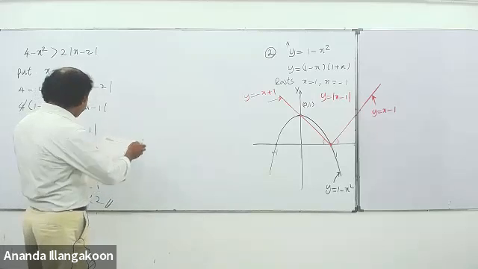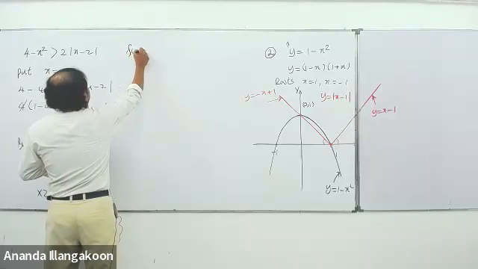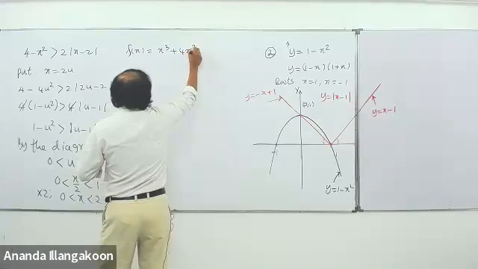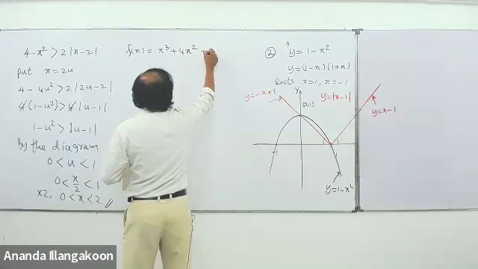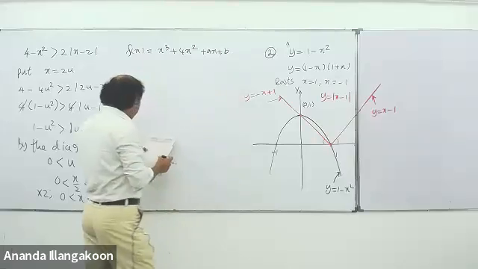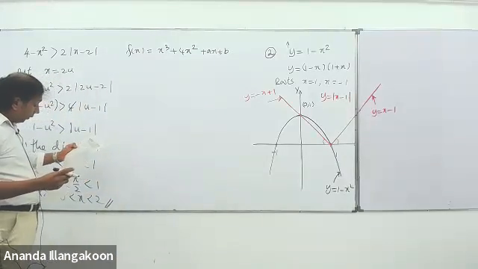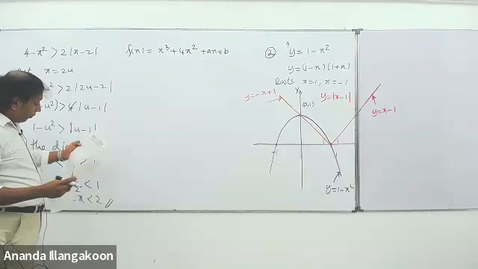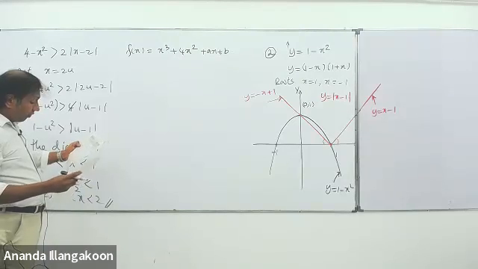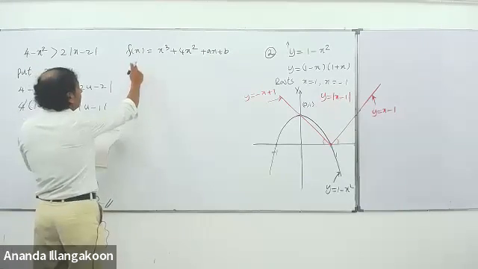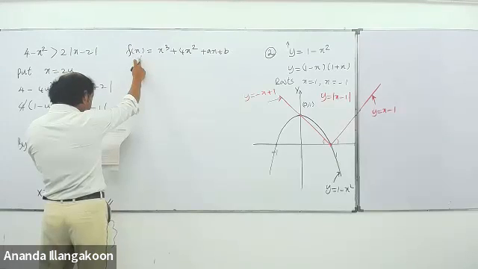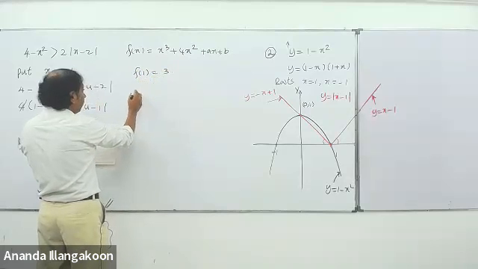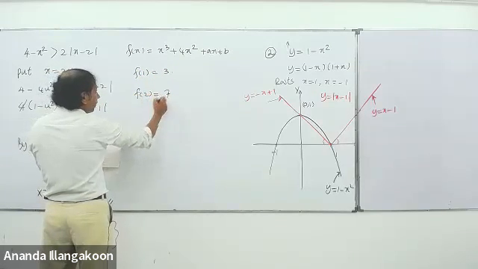f(x) is given like this, no? f(x) is x cube plus 4x squared plus ax plus b, right? Now, given that when divided by x minus 1 and x minus 2, the remainders are 3 and 7. That means what, people? When it is divided by x minus 1, the remainder is 3, that means f(1) is 3. Secondly, f(2) is 7, right?